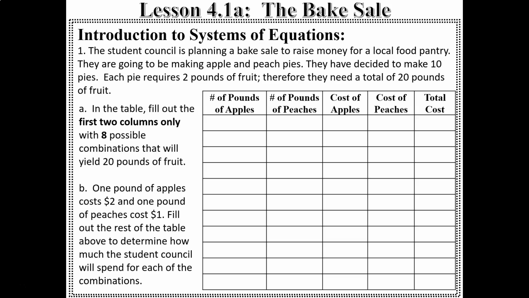So I only want you to do 8, but I'm going to write down a bunch of combinations so that you can check yourself. Okay, there are other combinations, but I just put down a couple options for you. You should have at least 8. Okay, letter B says 1 pound of apples costs $2 and 1 pound of peaches is $1. So apples are $2 a pound, peaches are $1 per pound.